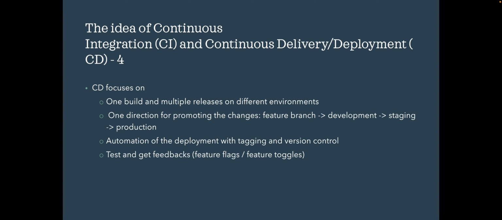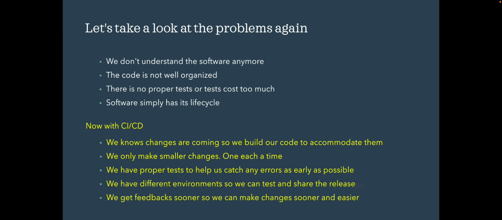CD focuses on one build that can be deployed to multiple releases on different environments. It focuses on one direction, promoting the changes from feature branch to development to staging to production. Automation for deployment with tagging and version control, test and get feedback with feature flags or feature toggles.